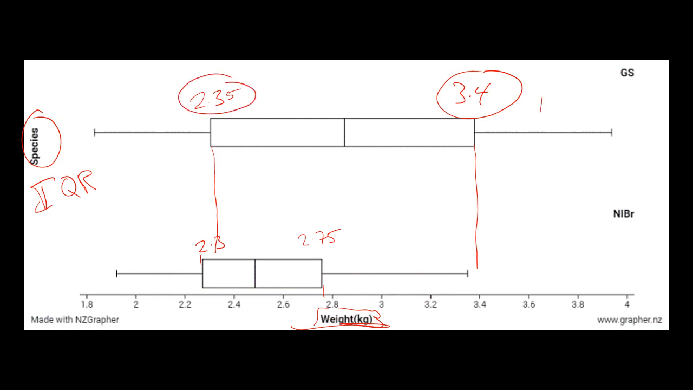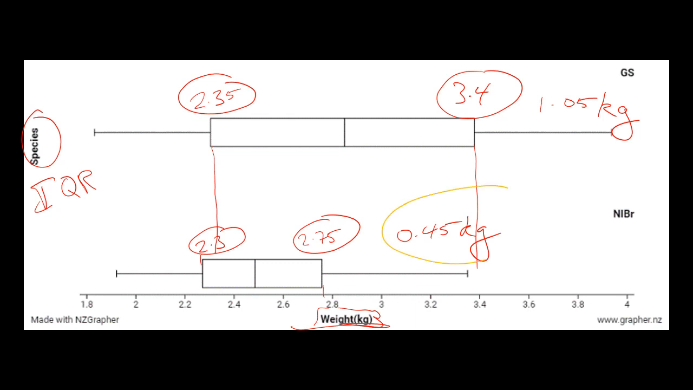1.05, right? What's this number minus this number? What is that? 4.5? Something like that, right? So these are our interquartile ranges. And this one here is double that one there. So our range is significantly larger in this graph.